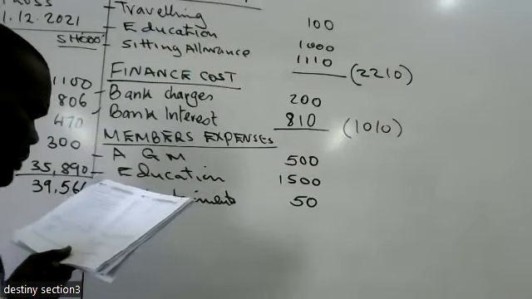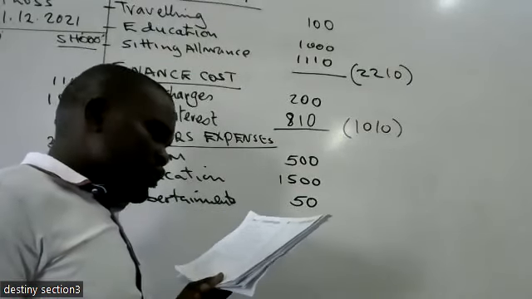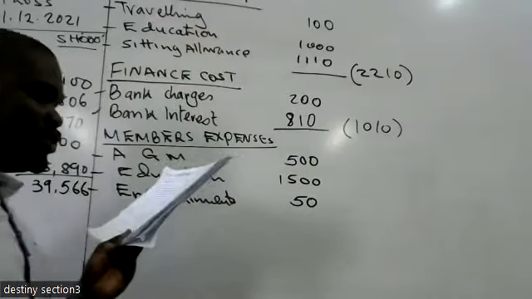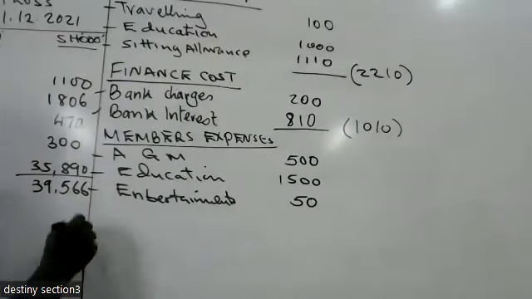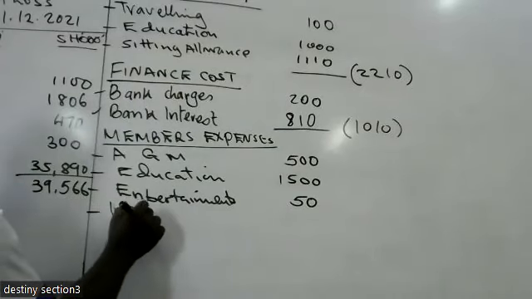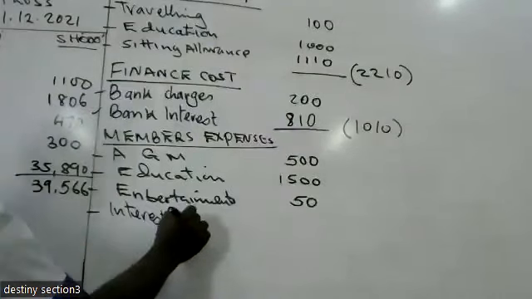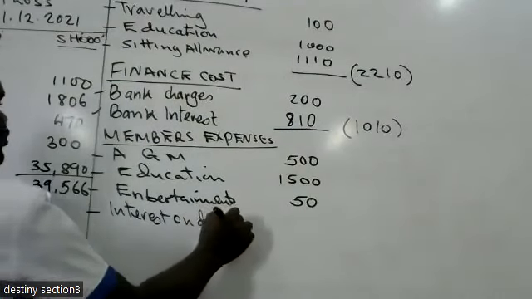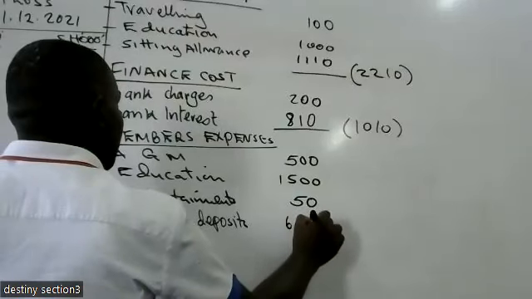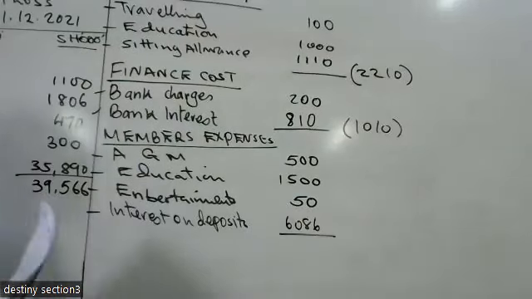Note number 5, check note 5. Interest on members' deposits is to be provided at how much? 60, 86. So interest on deposits, but that's an expense to the members. 60, 86. Full stop.